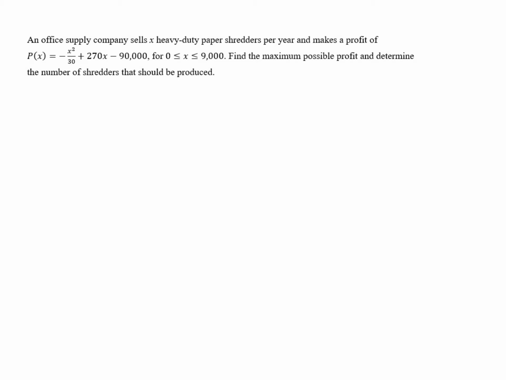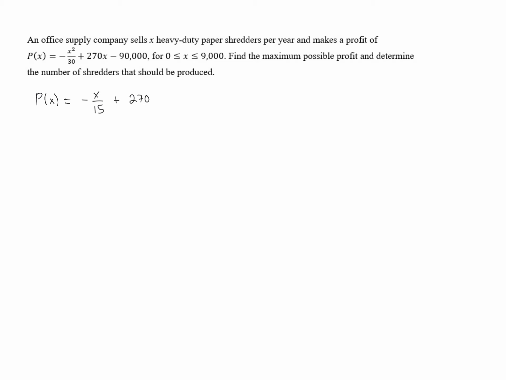Now, we have a continuous function on a closed interval, so we can use the closed interval method. The first thing we'll need to do is differentiate our function so we can figure out what the critical numbers are. The derivative of x squared is 2x. 2x over 30 is the same as x over 15 with that negative sign out front. So we've got minus x over 15 plus the derivative of 270x, which is just 270. And the derivative of a constant disappears.